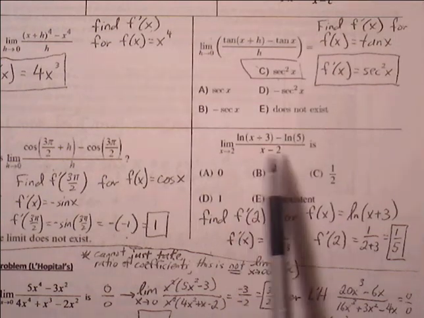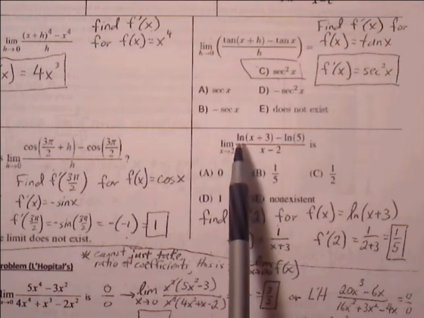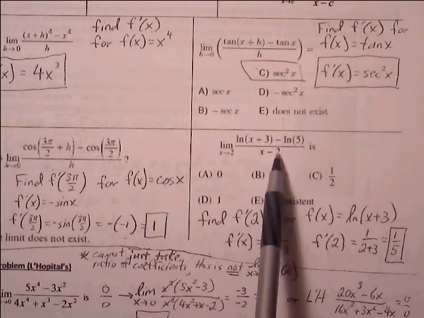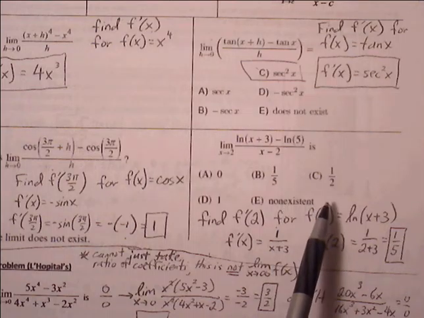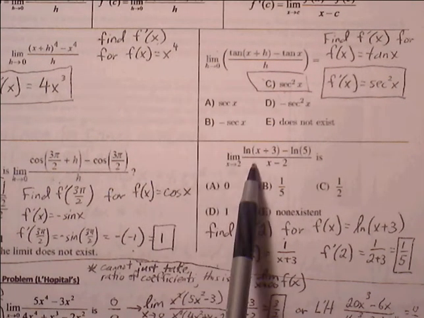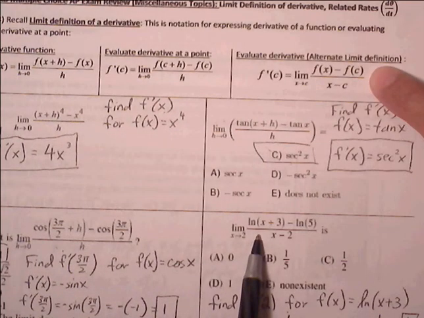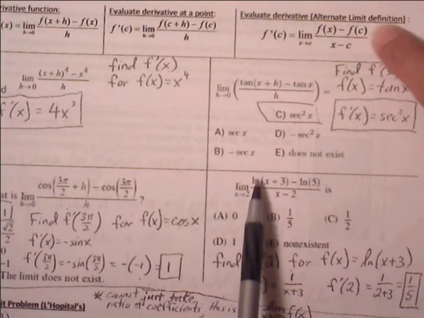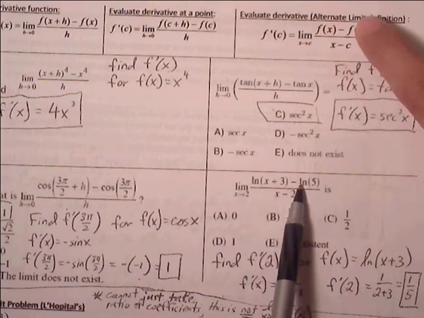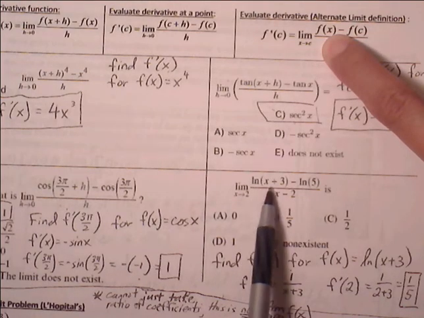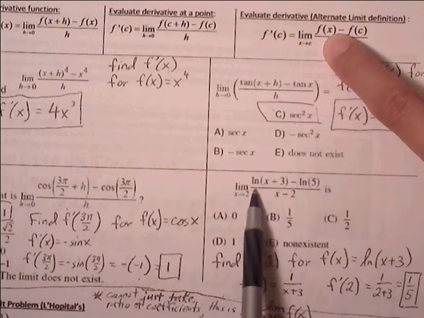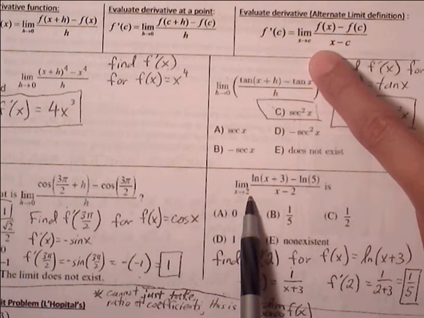Next question here is similar notation. Natural log of x plus 3 minus natural log of 5 over x minus 2. So we can see that this is actually going to match better with this alternative limit definition. Okay, so if we can pull what the function is, right? The function is simply going to be this natural log of x plus 3. Okay, and it's asking for us to find the derivative at the c value, and the c value we can notice is going to be 2.